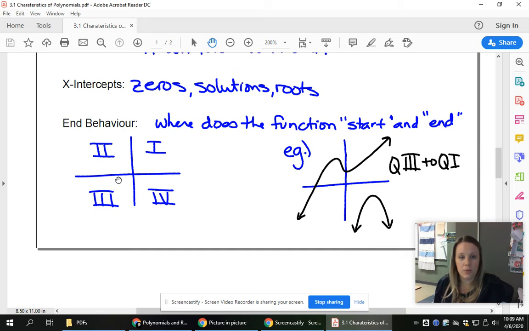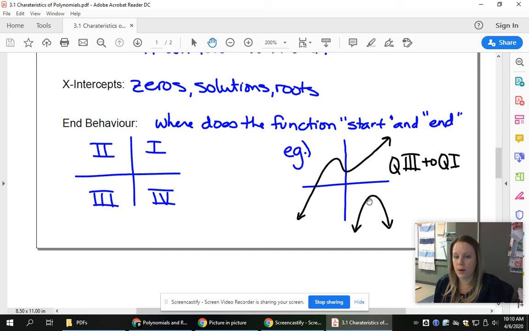End behavior. Where does it start and where does it end? You need to know your quadrants. I do a big C, so a capital letter C as in cat, and they're labeled 1, 2, 3, 4 as I go around the Cartesian plane. Here's an example of a cubic function that starts down here in quadrant 3 and goes up to quadrant 1. I just read it like I'm reading a book from left to right, starting here, ending here.